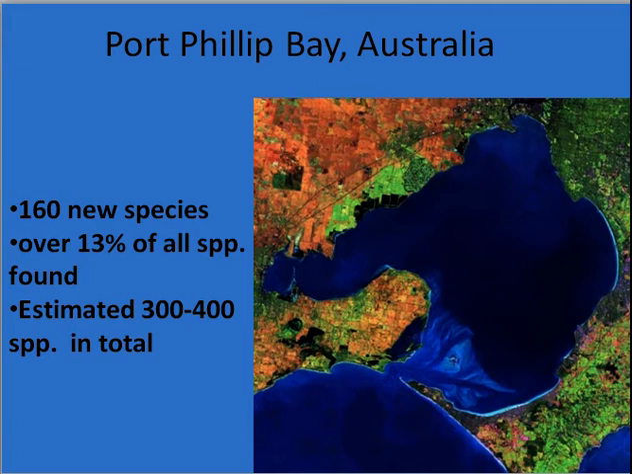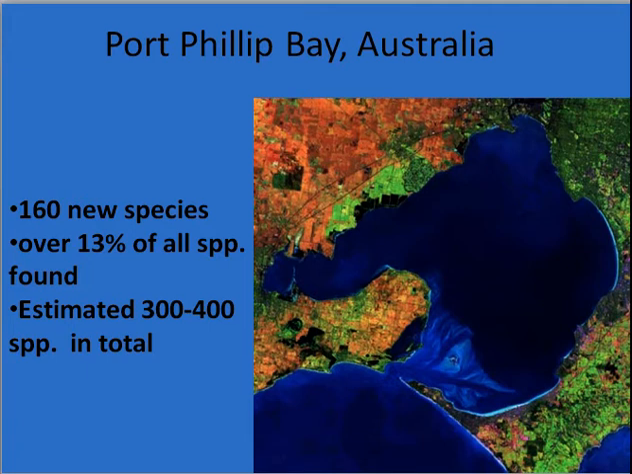Let's look at Port Phillip Bay in Australia. There was a survey done in 2004 or 5, and what they did was just go out and try to sample in lots of different ways and count how many species they could find, every way they could think of to count species. So they found between 300 and 400 species in total. 160 of them were new. So a third of those had never been seen before in Port Phillip Bay.